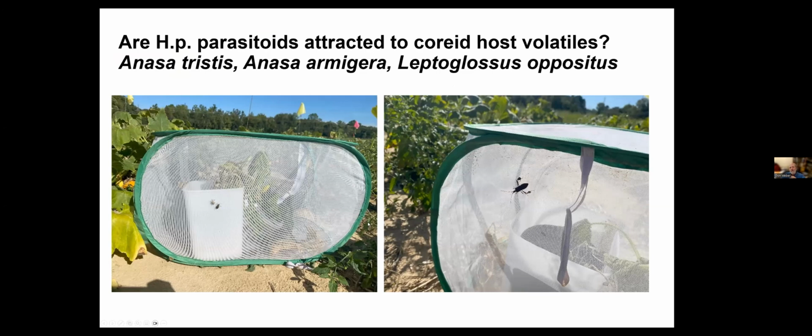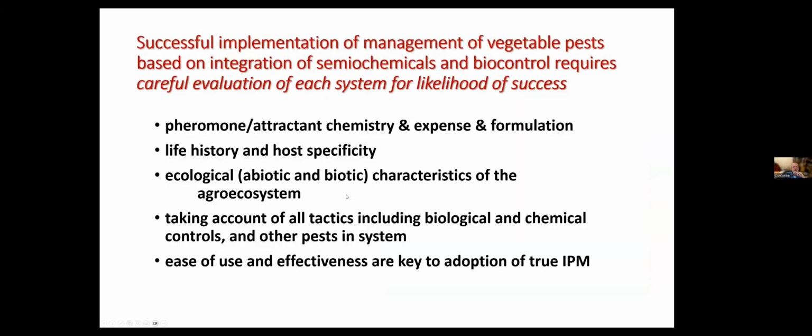So here was some work that Sean did to try and figure out whether Hadronotus pennsylvanicus, abbreviated here HP, was attracted to the area when we put out the Anasa species, the Leptoglossus, and just for fun, a vittatalactone lure to see if they were eavesdropping on that too. Well, we didn't get a lot of effect with the parasitoid itself, but we proved that, lo and behold, they're coming into their own aggregation pheromone, and they're on the outside of the screens, which you can see there. So that's to be continued.